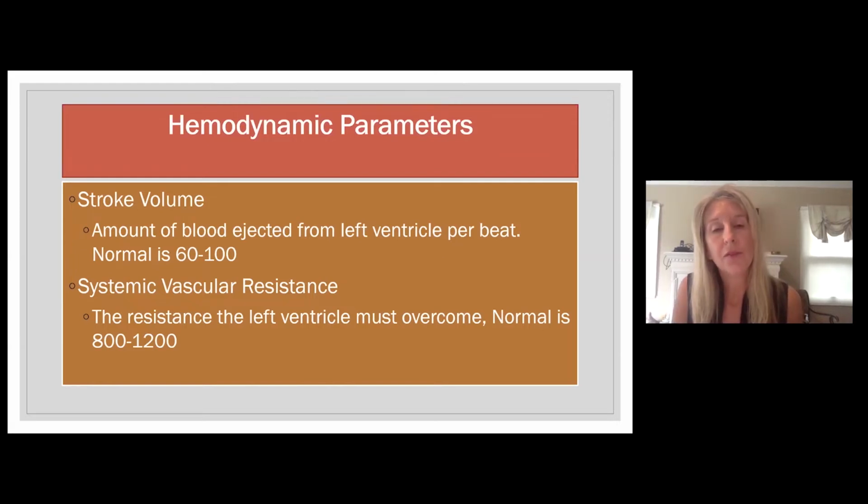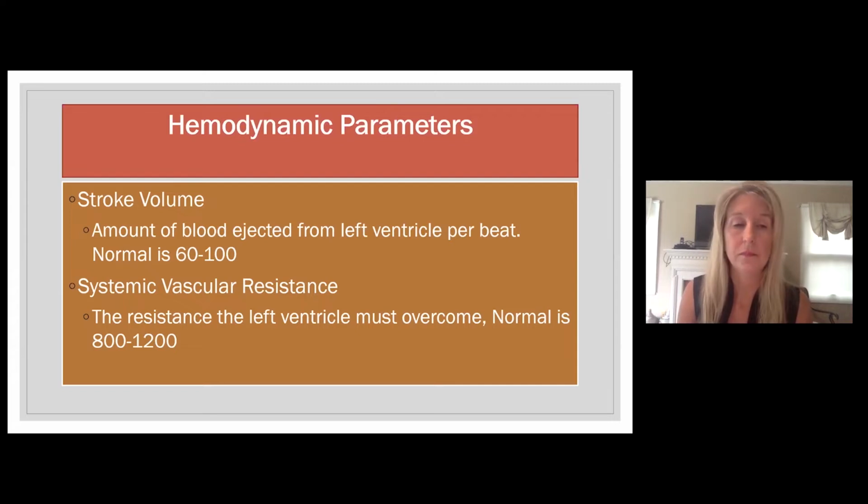And when we think about vasoconstrictive states, like you might see in a shock-like state, you're going to have a very high SVR. And in states such as septic shock, early on, we're going to have a lot of vasodilation where we will actually see a decreased SVR. And the normal SVR is 800 to 1200.